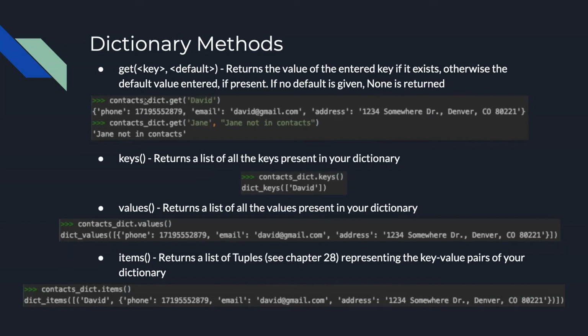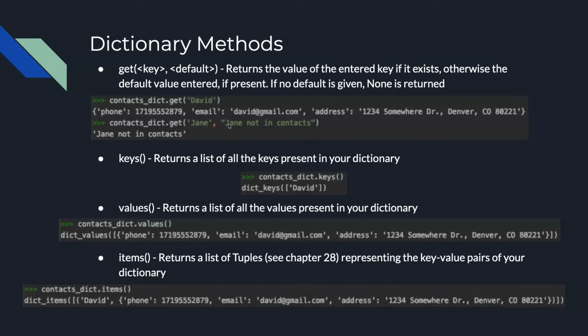Here I do my contacts dict.get David. Since the default argument isn't required in the get method, I'm just passing a key. The key is required. So contacts dict.get David returns the entire dictionary that I had entered on the previous slide for my David contact. But if I do contacts dict.get Jane, and I want it to return that Jane is not in contacts in the case that Jane isn't in the contacts, then I can pass a second default argument here and it'll just say Jane not in contacts.